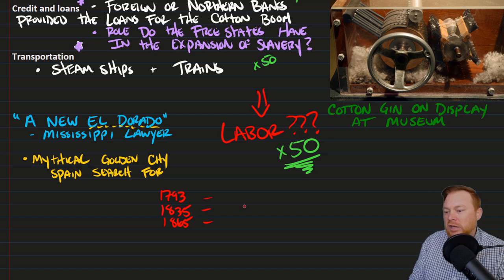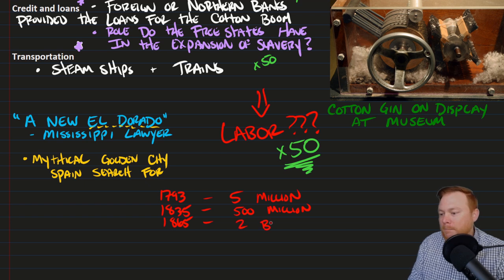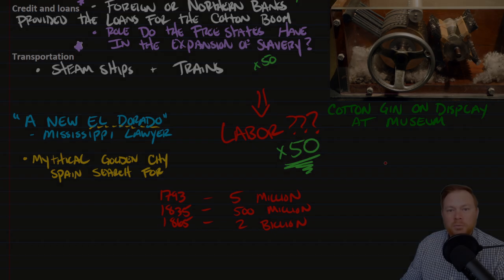So in 1793, 5 million pounds of cotton was produced. By 1835, that had increased to 500 million pounds. And in 1865, it was 2 billion pounds of cotton being produced. So certainly, as they appropriately call it, a cotton boom.